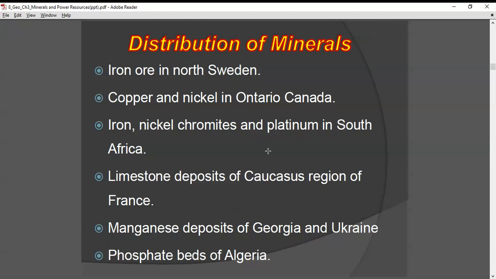Then, Sir, on the earth only one country is there where no minerals are there. Which is that? Switzerland. No minerals, nothing. No mineral deposits are there. Then what do they do? Sir, they seek alternatives. They import whatever they require, from different countries.